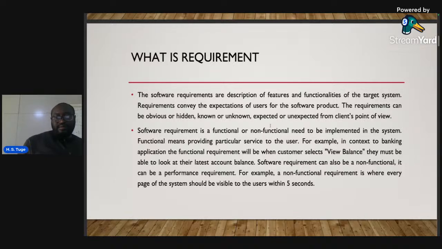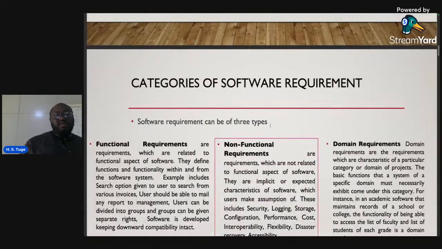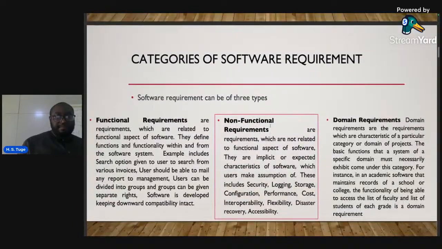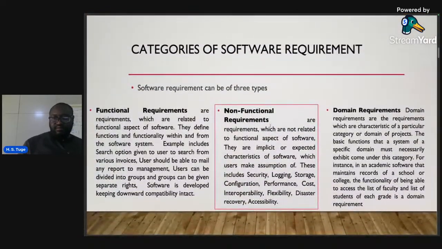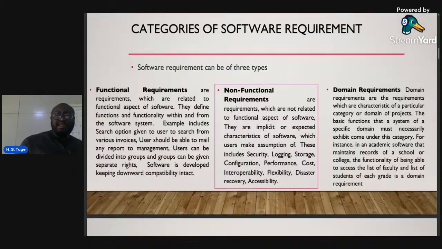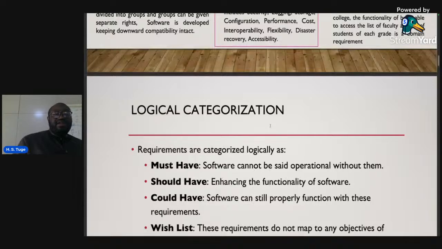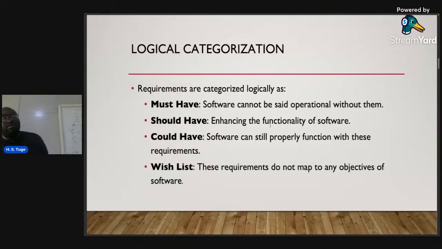And then we talked about the types of requirements, which are here: functional, non-functional, and domain requirements. Now, last week we explained all of this. Now, requirements can be categorized logically into must have, should have, could have, and wish lists. So you can categorize your requirements based on these criteria if you need. So now when we say a requirement is must have, what does it mean?